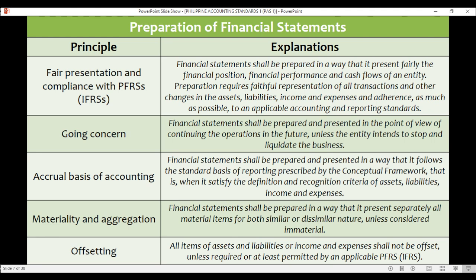Offsetting. All items of assets and liabilities or income and expenses shall not be offset unless required or at least permitted by an applicable PFRS or IFRS. An example of that is the presentation of your deferred taxes. Deferred tax benefit should be presented separately as an asset, and deferred tax liability should be separately presented as part of the liabilities. Okay? They should not be offset.